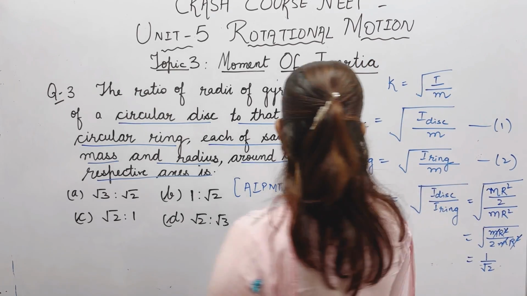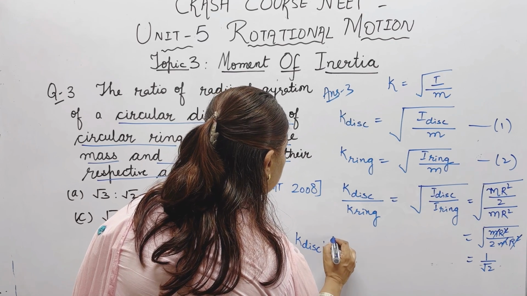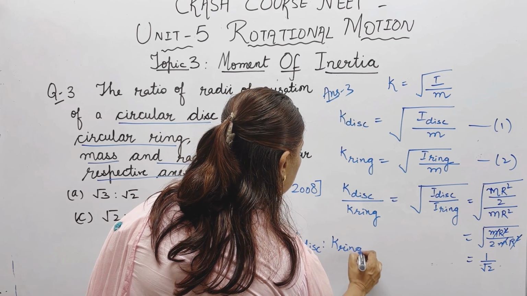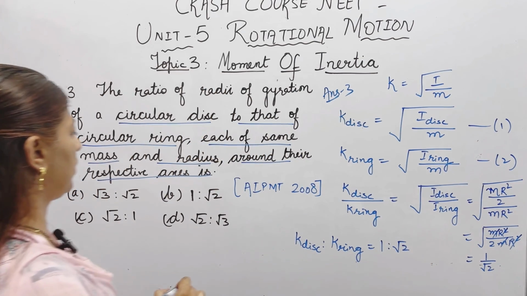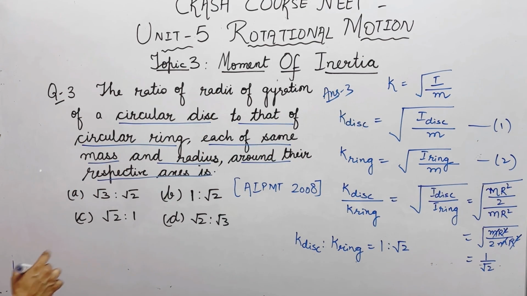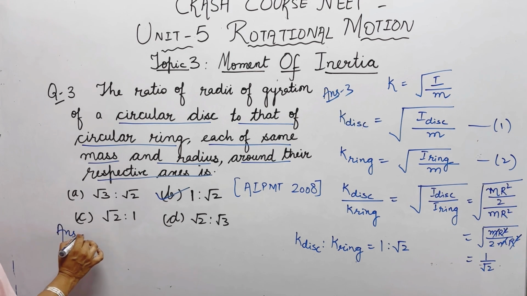So the ratio of the radius of gyration of the disk to the radius of gyration of the ring is equal to 1 is to root 2. And if we look at the options, it goes with option B, and the answer for the third question is option B, 1 is to root 2.